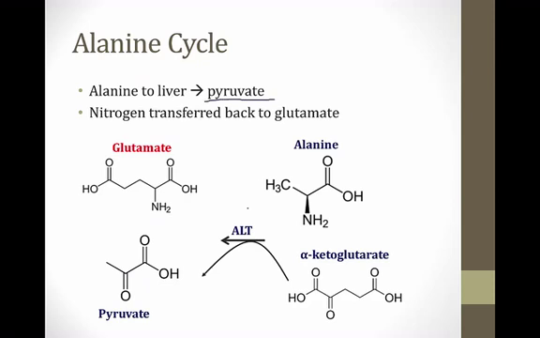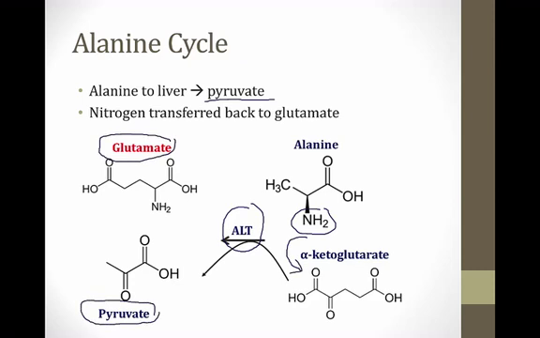This is catalyzed by the same enzyme, alanine aminotransferase, or ALT. In this case, it will transfer the amino group to alpha-ketoglutarate. This will regenerate glutamate in the liver and also regenerate pyruvate, which can then enter glycolysis or gluconeogenesis.